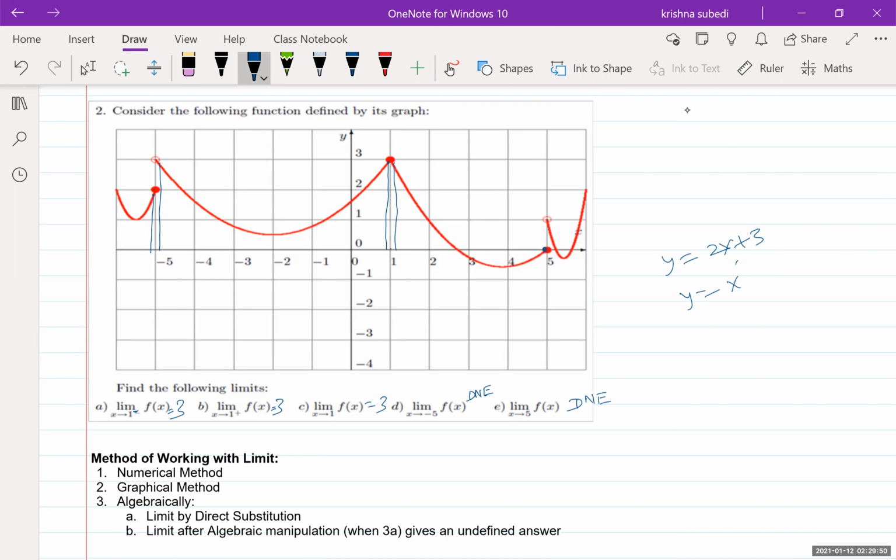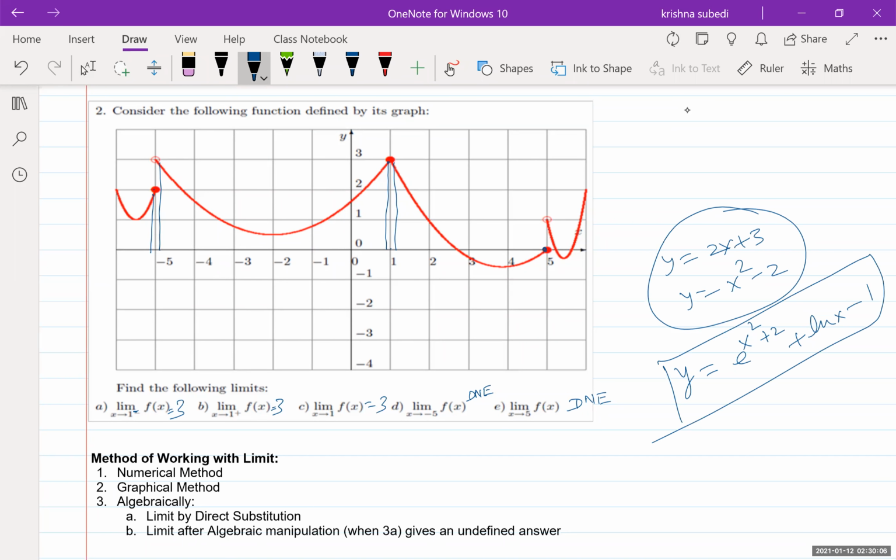or y equals x squared minus 2, they are easy to draw. But if the functions are really ugly, something like y equals, let's say, e to the x squared plus 2 plus ln x minus 1, something like that, then drawing a graph of this kind of function is not fun, right? So how do we do that? We need to learn the technique now, and we will do that now, okay?